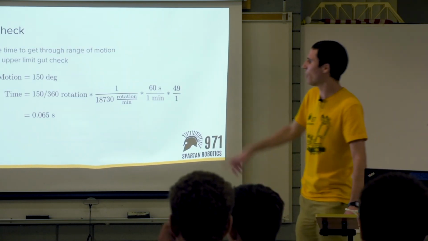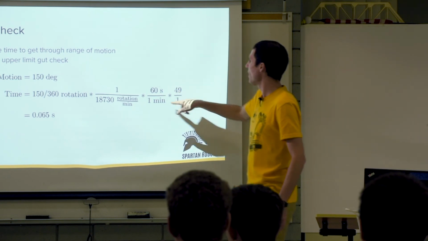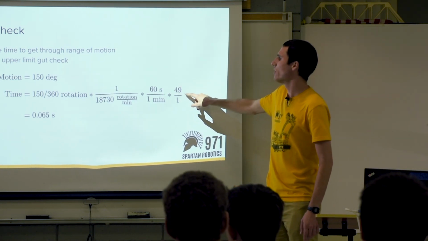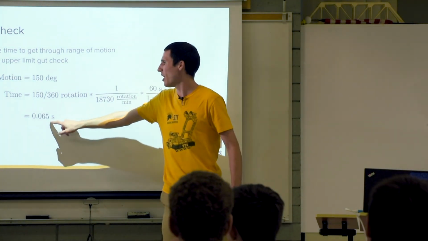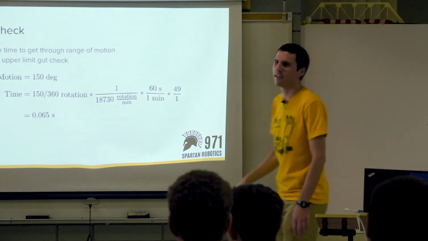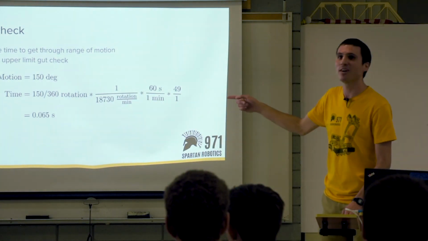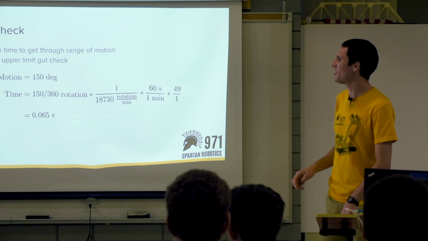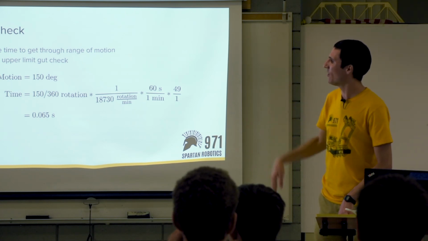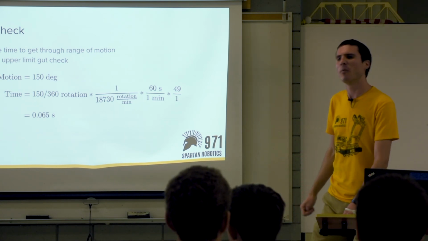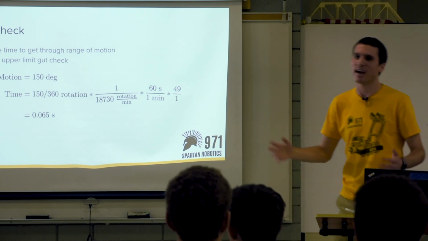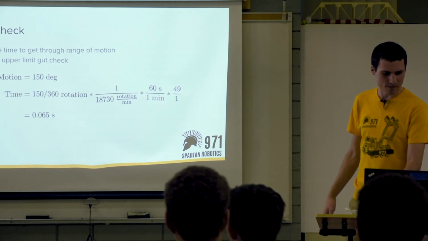And then converting things around to seconds, and then multiplying times our ratio, we get a number of 0.65 seconds. That's a little ridiculous. So that means that you could put the arm up and down almost 7 times in 1 second. That's probably faster than we need.